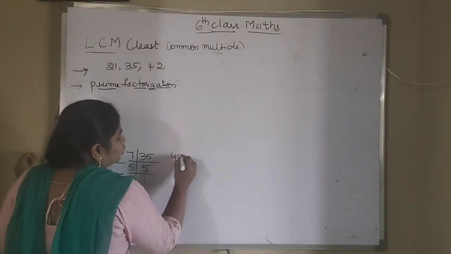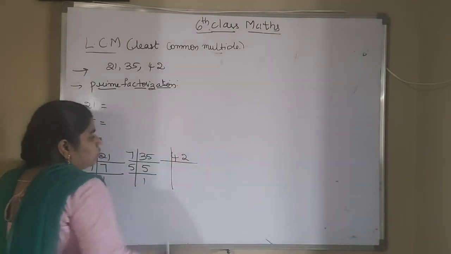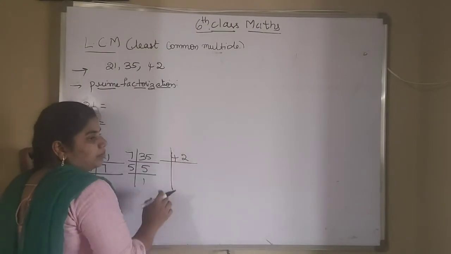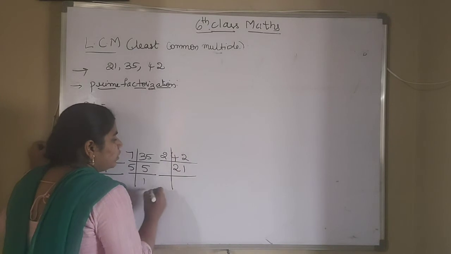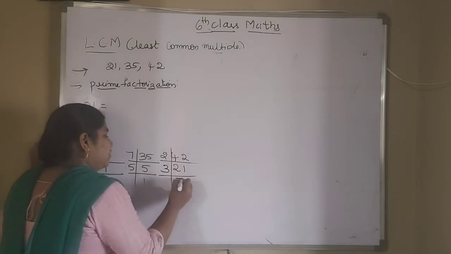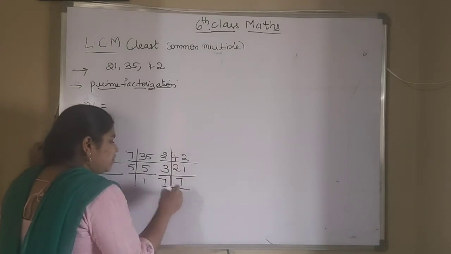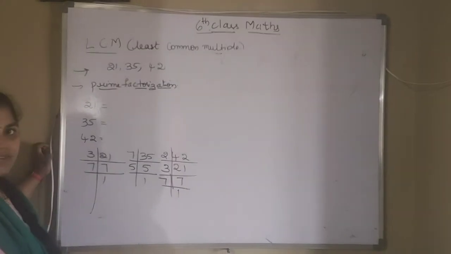Now 42 will go in which table, we will see. Here the last digit is an even number, so it will go in the 2 table. So 2 2s are 4, 2 1s are 2. Next 3 7s are 21, 7 1s are 7. So we got all the prime factorizations.